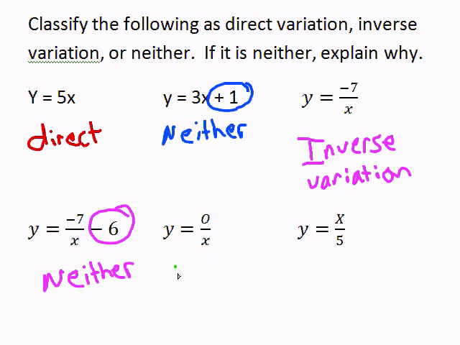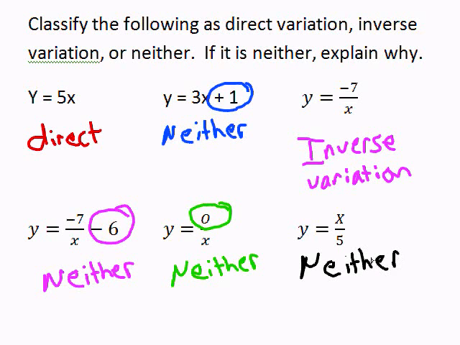The fifth one would also be neither, because you're not allowed to have the number that you're dividing by x be 0. And the last equation is also neither, because x should be in the denominator, not in the numerator.